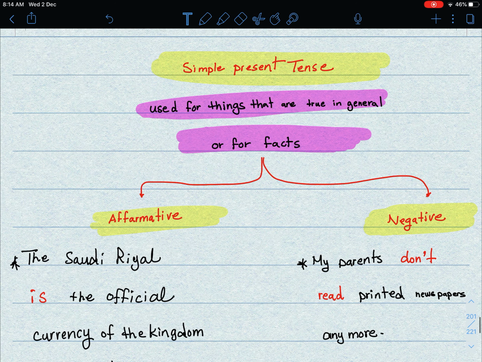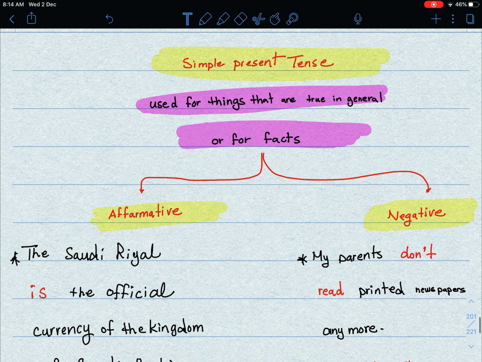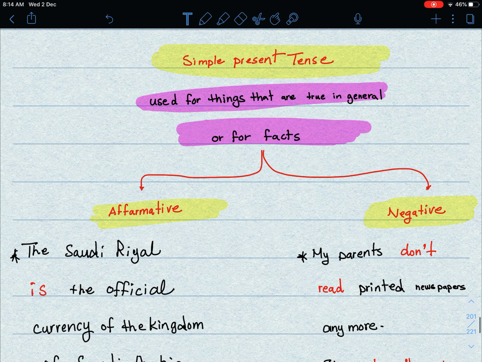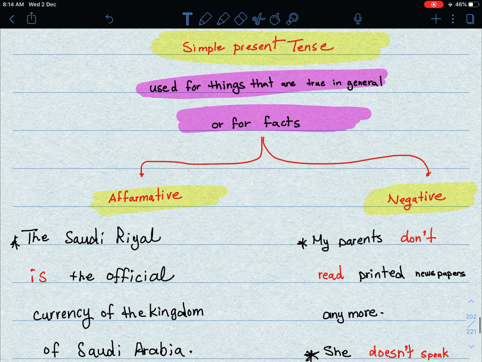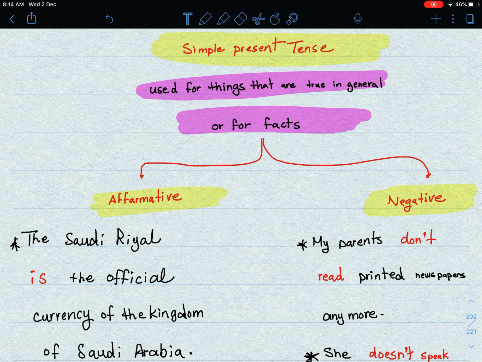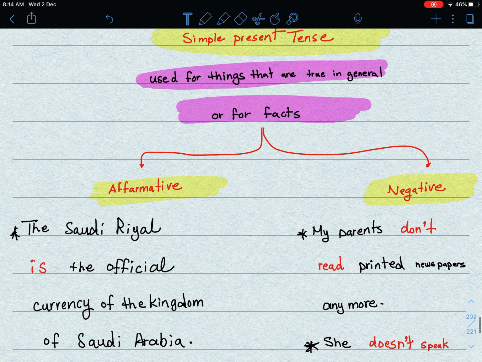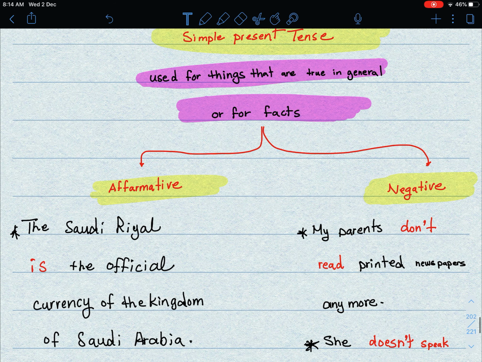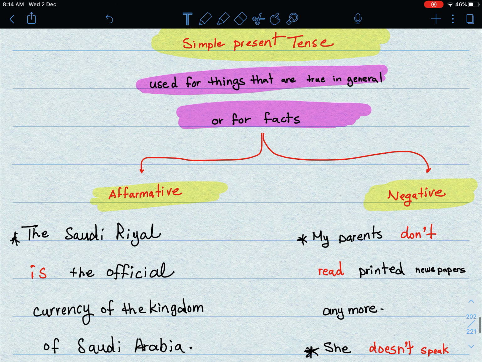طبعا this is something that you have studied previously. And this is just a matter of revision، يعني فقط مراجعة. Now the simple present is used for things that are true in general or for facts. يعني نستخدم المضارع البسيط للأشياء اللي تكون دائما حقيقة أو بشكل عام دائما الحقيقة أو اللي دائما تكون صحيحة.